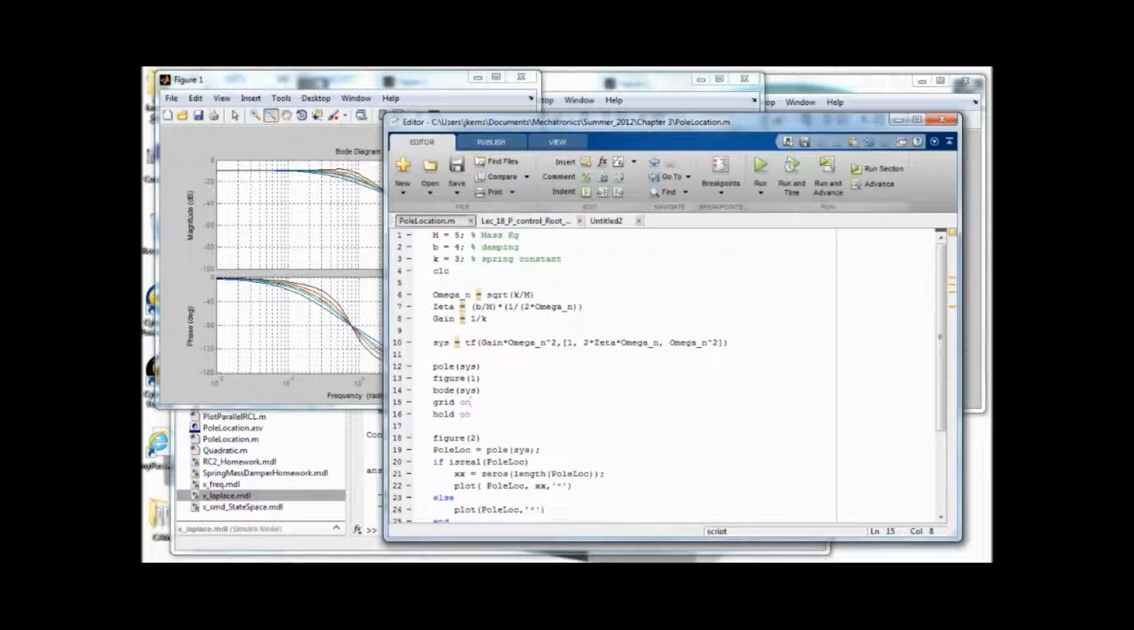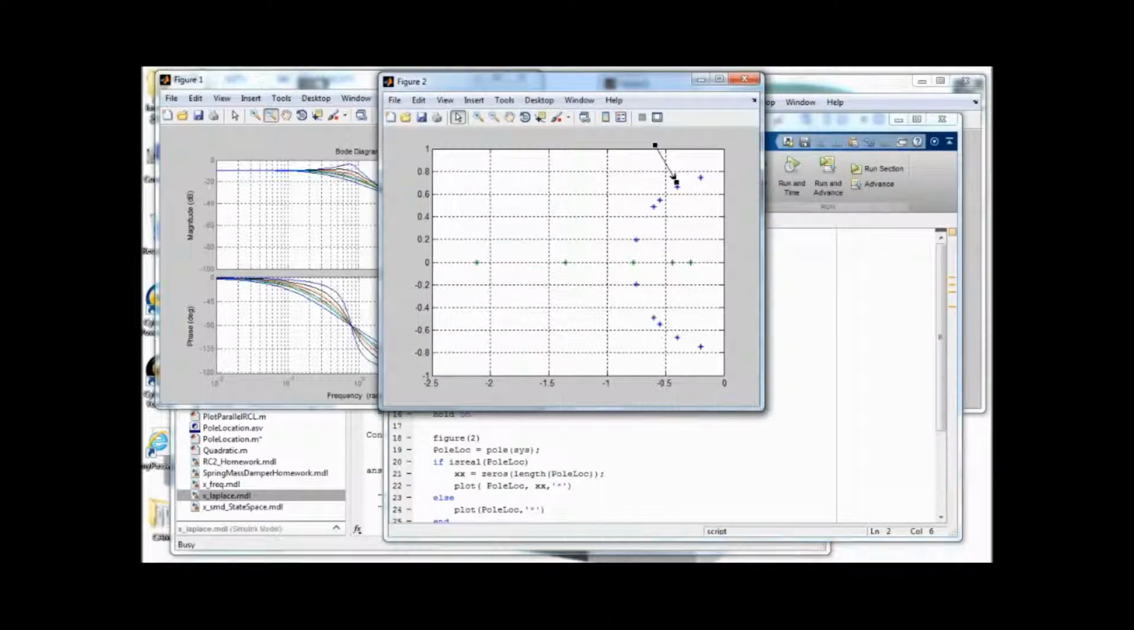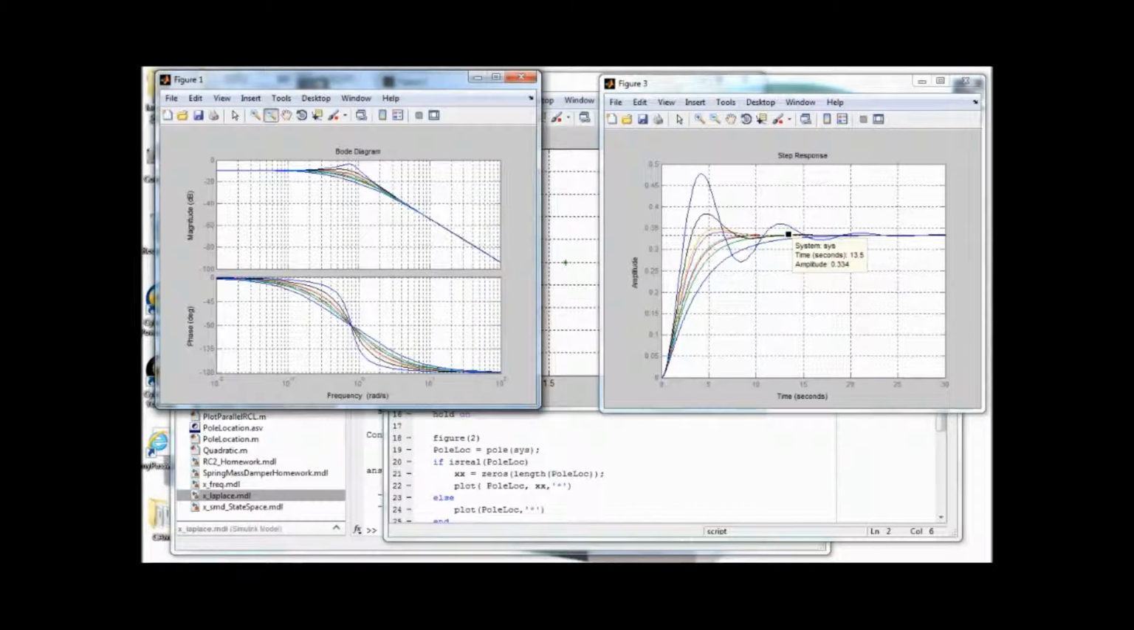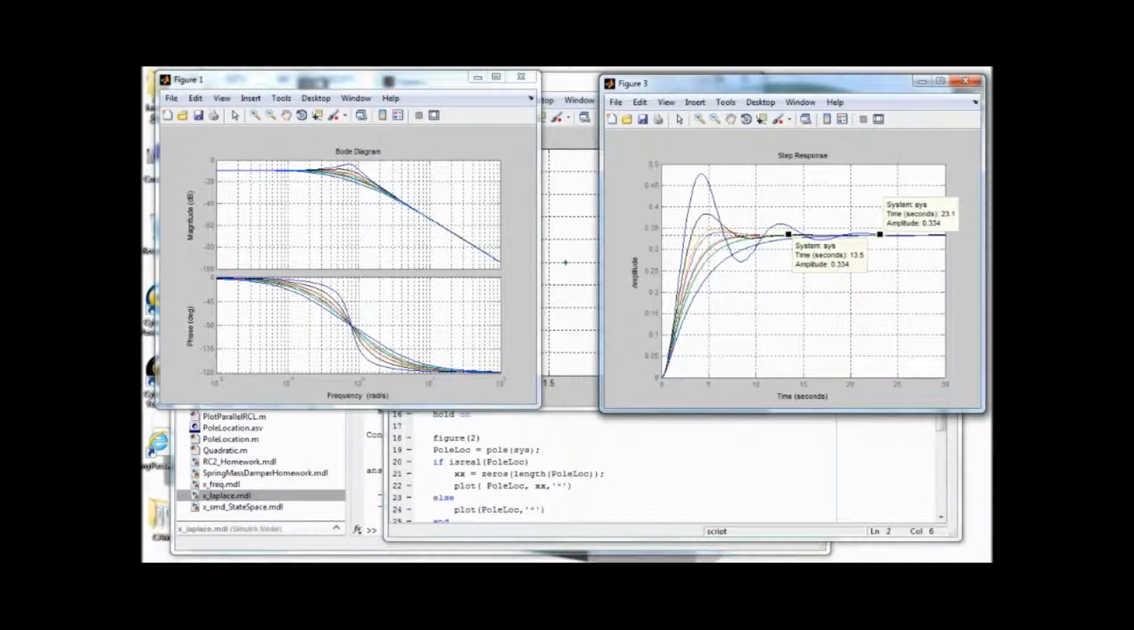I did 4. Let's do 2. Now we're seeing a real obvious peak in the Bode plot, right up here. In our step response, we're seeing a big oscillation. It's not going away till it gets all the way out here.